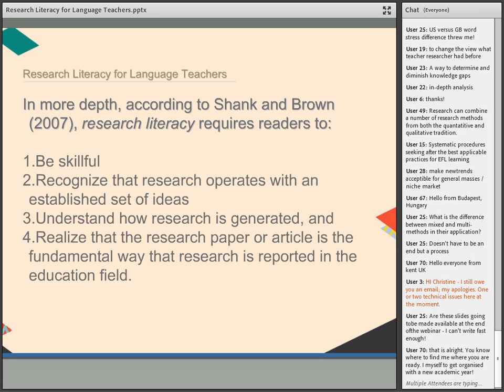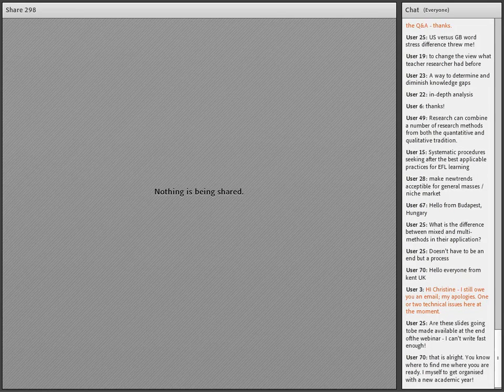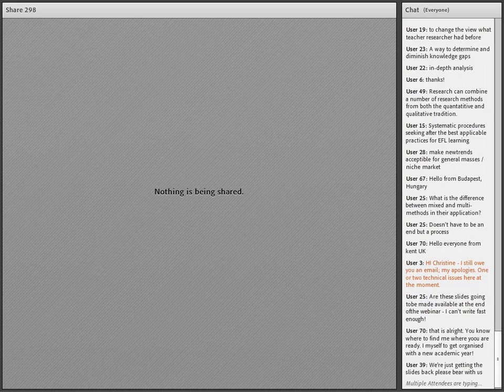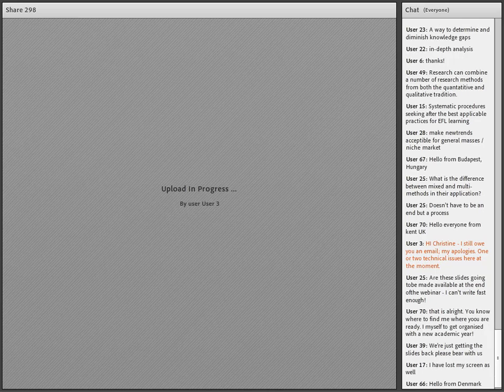In more depth, according to Schenck and Brown, 2007, research literacy requires that you be able to talk and also that you be able to be skillful as a reader, recognize that research operates within an established set. Uh-oh, I've lost my screen. We'll have that fixed in a moment, JD. Okay, well, I've got no place to go from here. At any rate, the Brown and Schenck book turned out to be a very important influence on us, and I would recommend it if you're interested in pursuing these particular points as well.